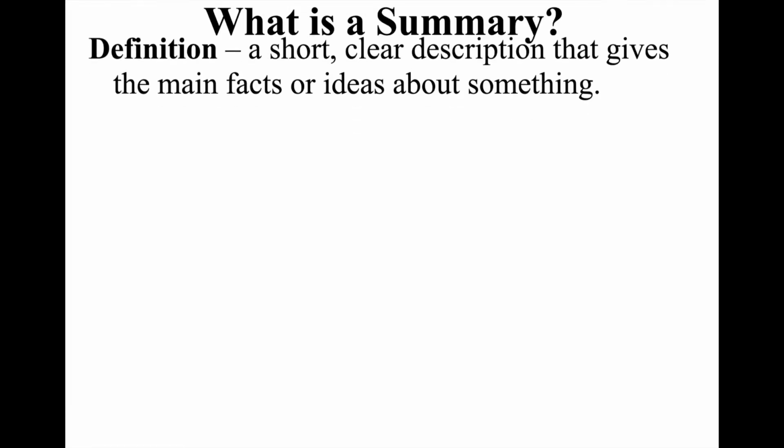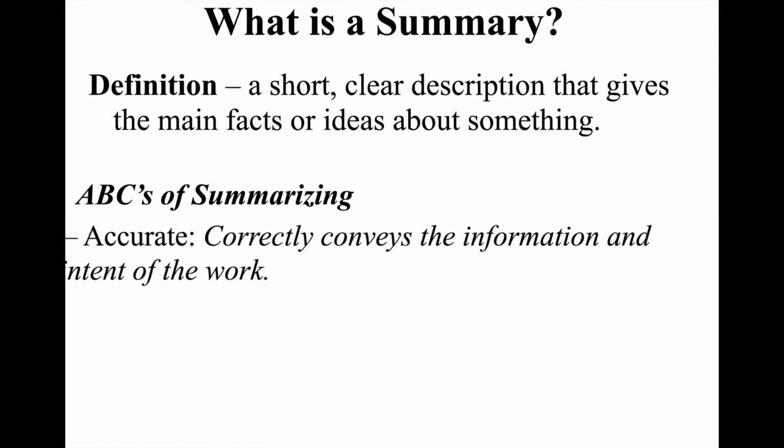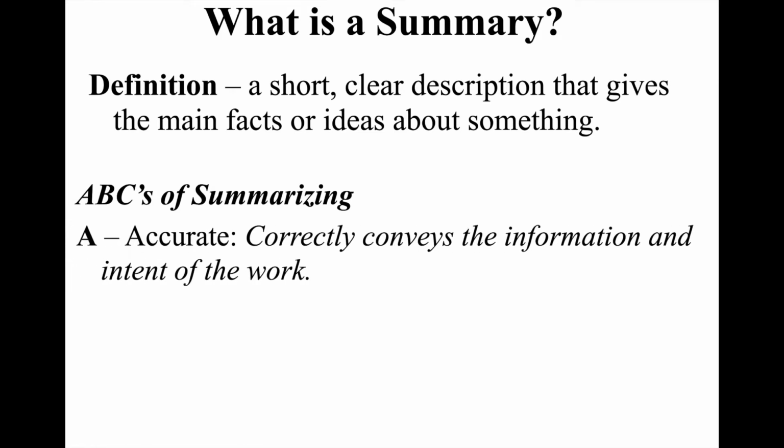What is a summary? It is a short and clear description that gives only the main facts and ideas about something. So we have some ABCs to help us remember what needs to be happening in our summaries to make them good. Our A is accurate. Accurate means that your summary correctly conveys the information and the intent of the work. So both what's in the work and what that's trying to do. So if you took someone's words out of context, even if it was said in what you're summarizing, if you make it look like they meant the opposite or something, that would not be accurate. Or if you leave important things out, that would not be accurate.